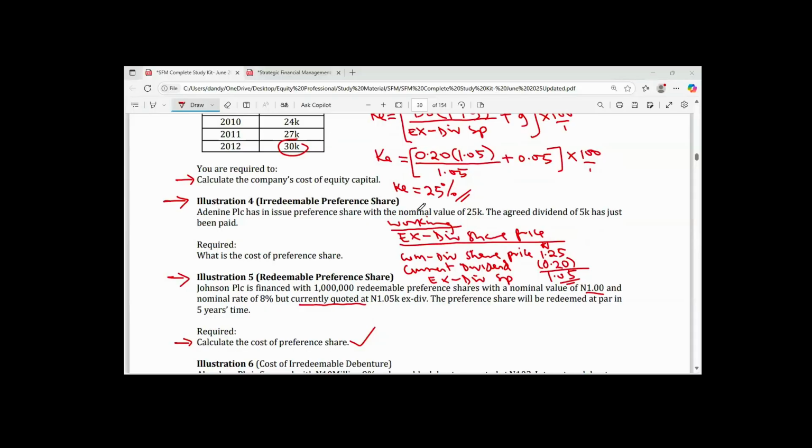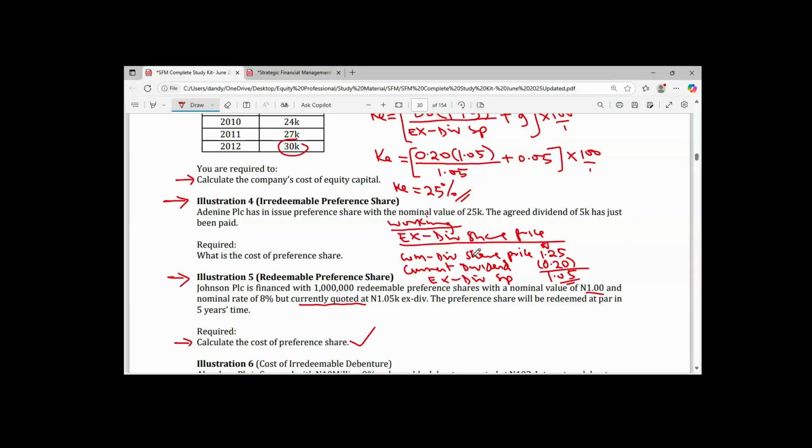Illustration number 4. Irredeemable preference share. Adeni PLC has issued preference share with a nominal value of 25 kobo. The agreed dividend of 5 kobo has just been paid. Required, what is the cost of preference share?